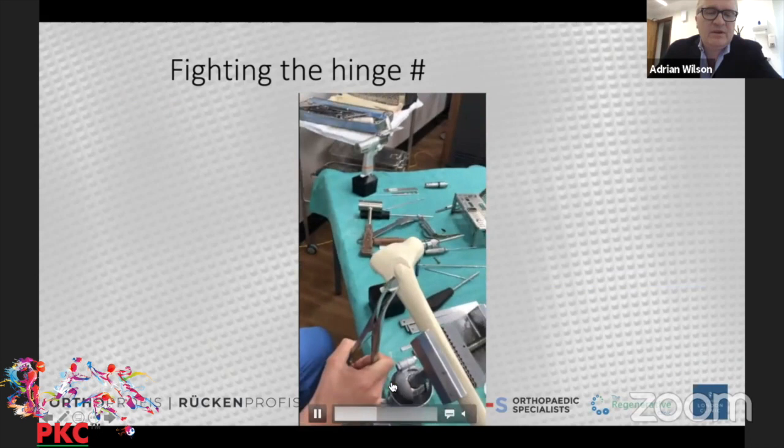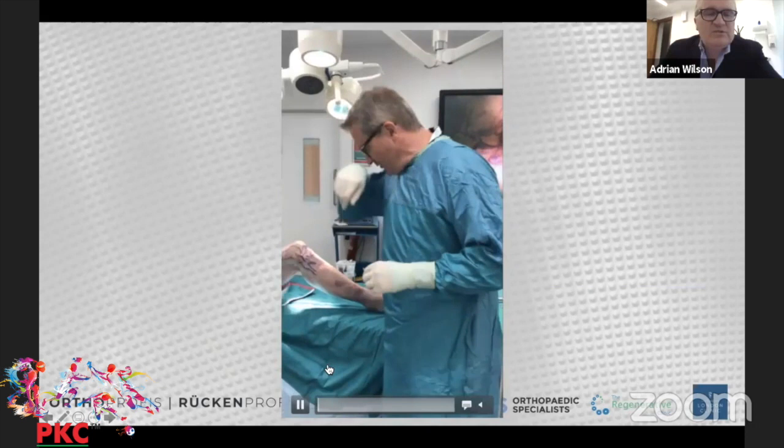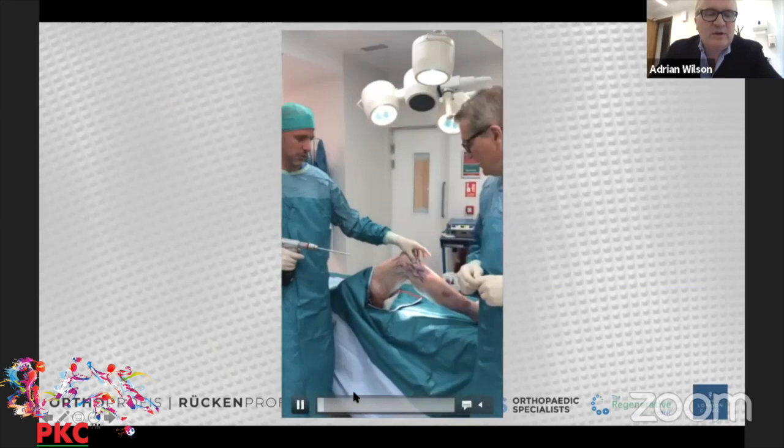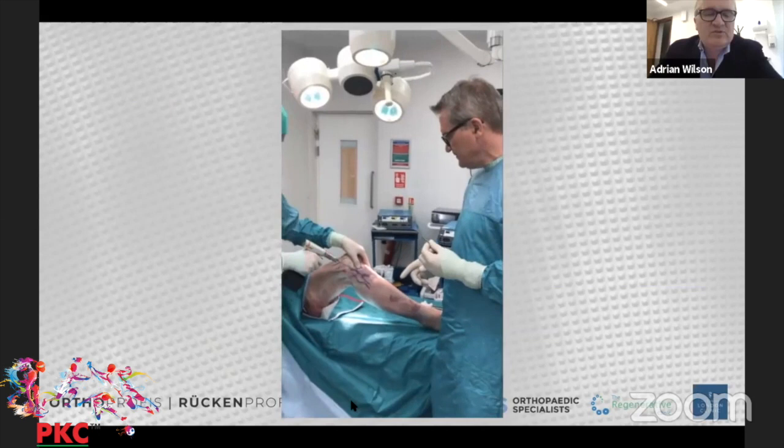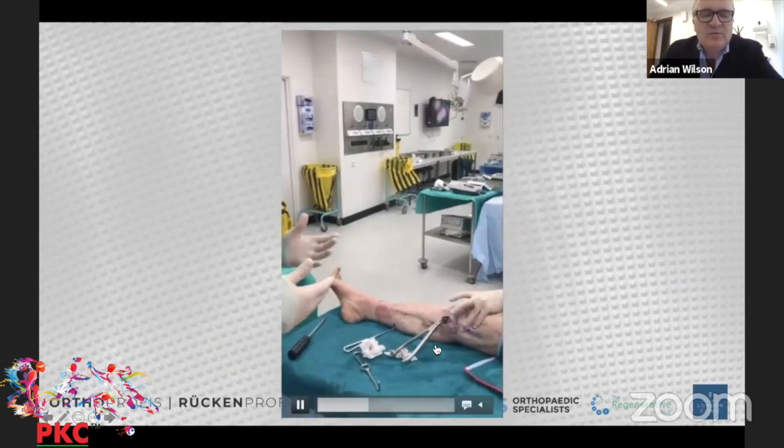So the idea was, how can we protect that? So we then went into the cadaveric lab, and we placed a screw directly across the hinge, and we're eyeballing this. Obviously, we used some fluoro. This is in Matt Dawson's lab, so we had a fluoro available, and we drilled, and we placed, and then we looked to see what we could achieve when we went to open up the osteotomy.